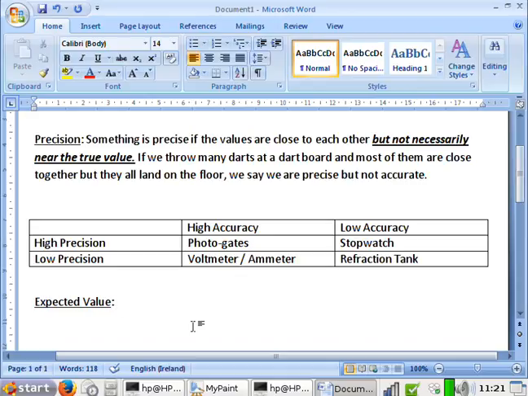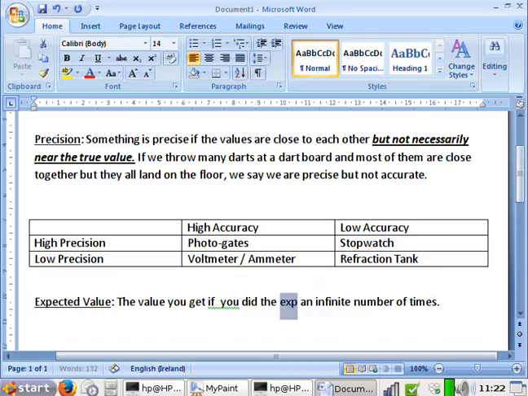The expected value here is the value you get if you did the experiment an infinite number of times, which, if you're doing it right, should approach the true value. I'm not going to say experiment because it's really the measurement.